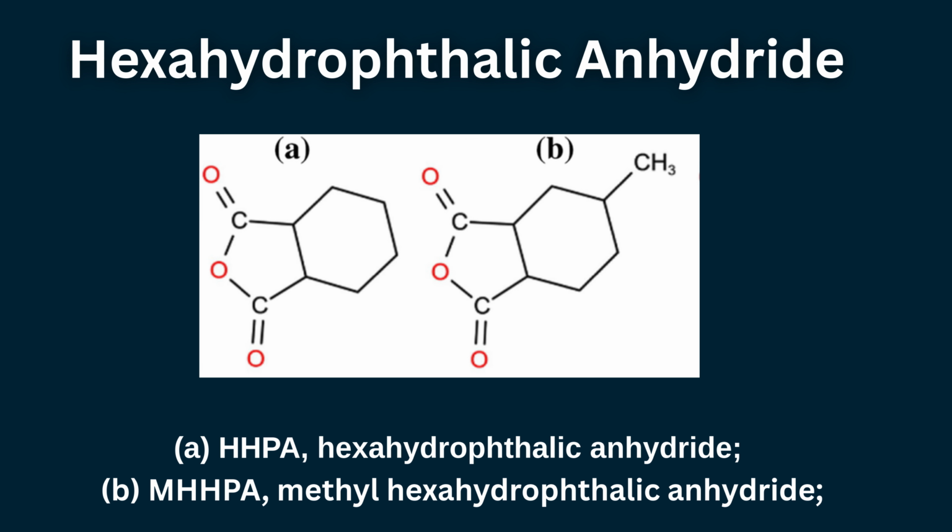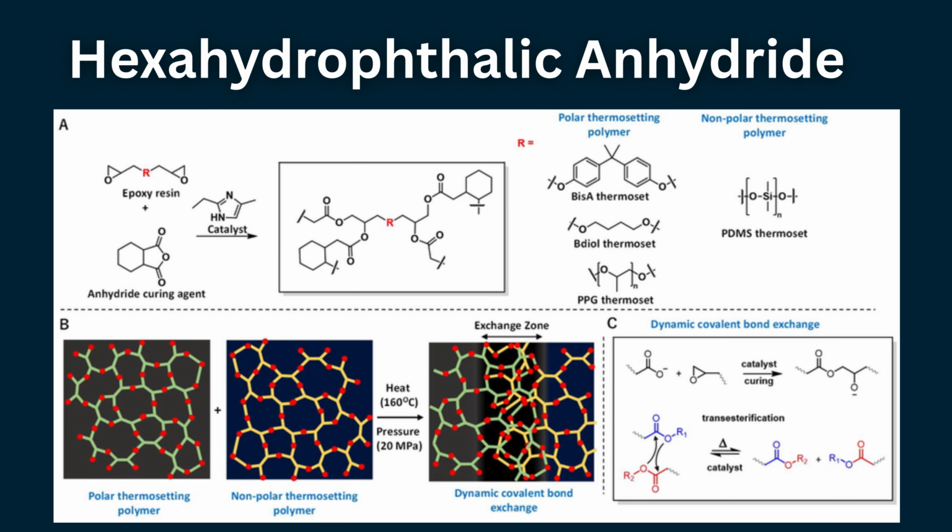Hexahydrophthalic anhydride is a low melting solid with a melting point near 36 degrees Celsius. It becomes liquid at temperatures of about 50 to 60 degrees Celsius, allowing it to be easily blended with heated epoxy resins. When mixed with DGEBA resins, the resulting formulations exhibit low viscosity, long pot life, and minimal exotherm.